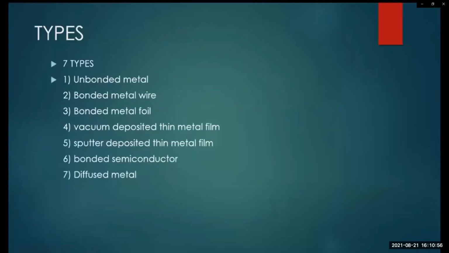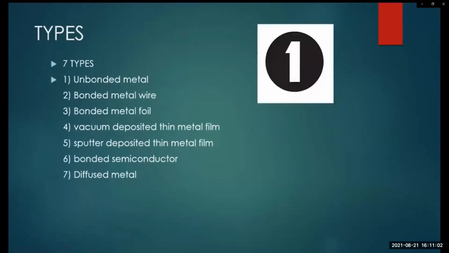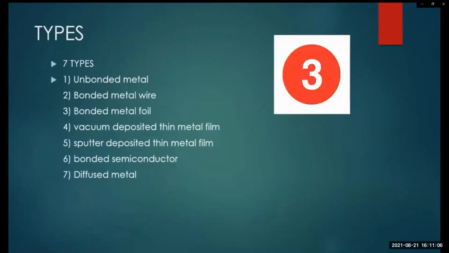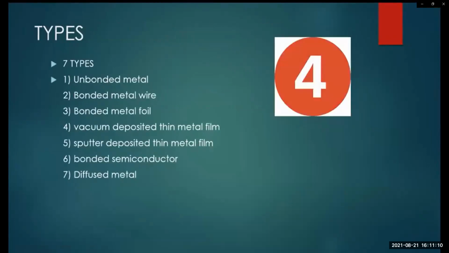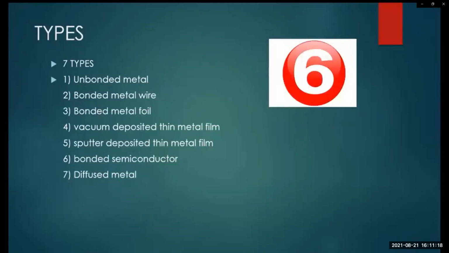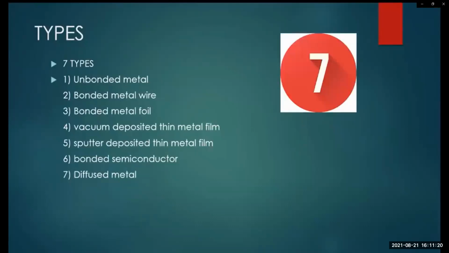Now let's work out the types of strain gauge. Strain gauges can be mainly classified into 7 types. Number 1 is unbonded metal strain gauge. Number 2, bonded metal wire. Number 3, bonded metal foil. Number 4, vacuum deposited thin metal film. Number 5 is sputter deposited thin metal film. Number 6 is bonded semiconductor, and number 7 is diffused metal.